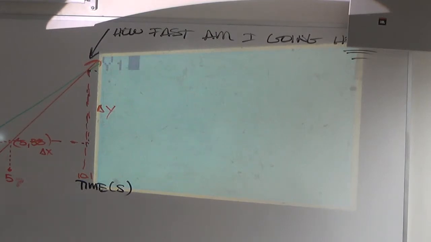Y1. Now, watch this. Everybody, left parenthesis, 10.1, right parenthesis. Now press enter. Does that number look familiar? That is the Y value at the X value of 10.1, yes?